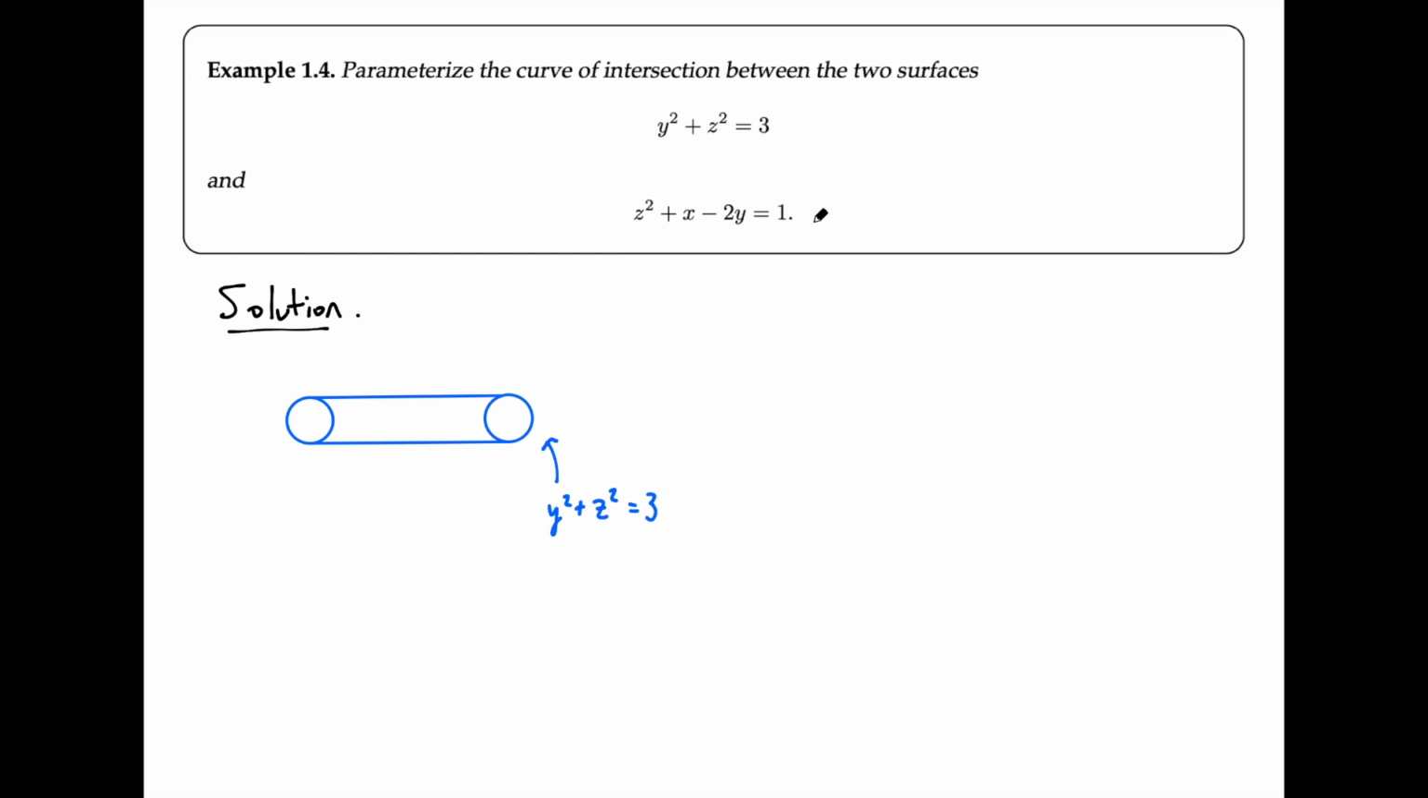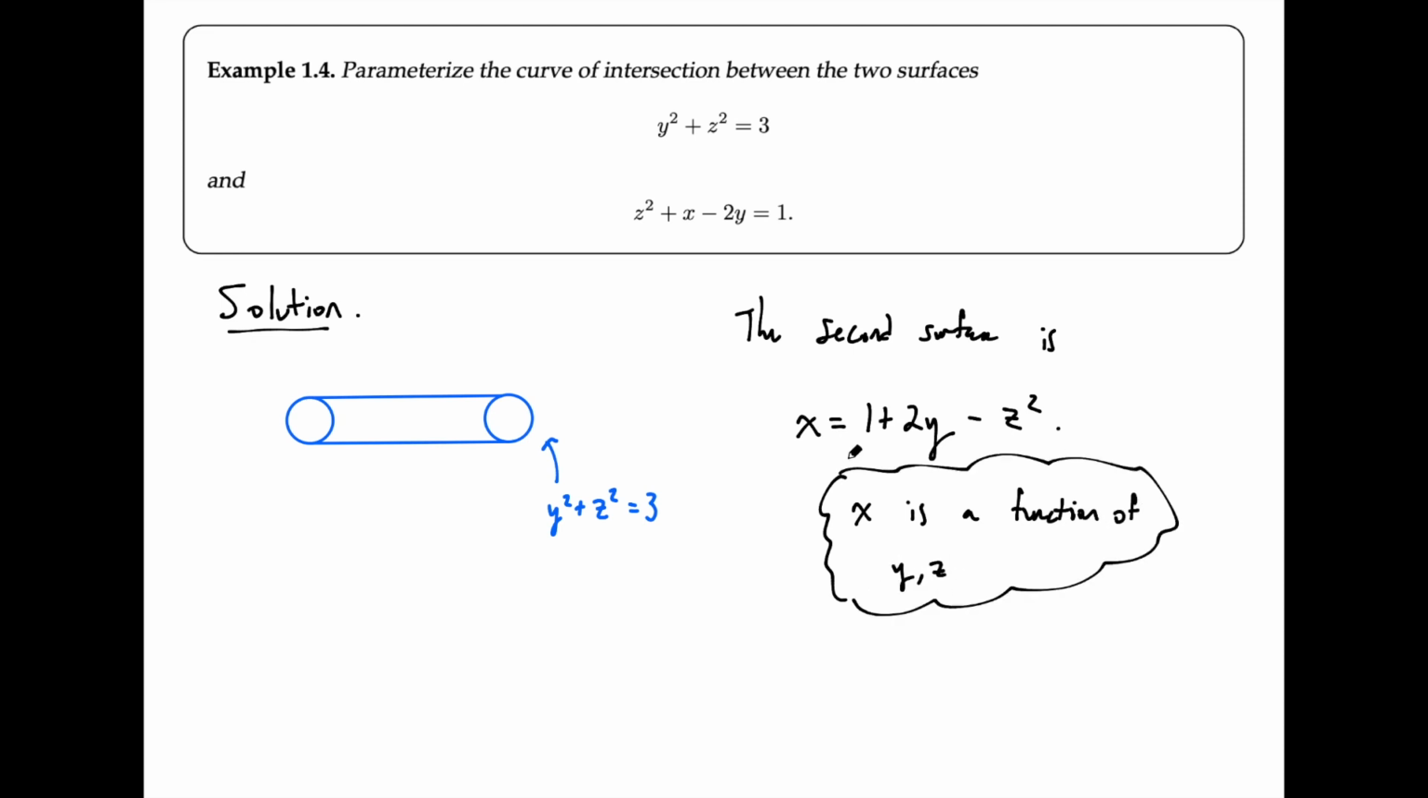Now the second surface is a little weirder looking, but what I identify is that I can solve for x as a function of y and z. Let me write that down. The second surface I can rewrite as x equals, let's see, move the 2y over, 1 plus 2y minus z squared. Again, I don't really know what this looks like. We could figure it out if we had to, but the important point is that x is a function of y and z.